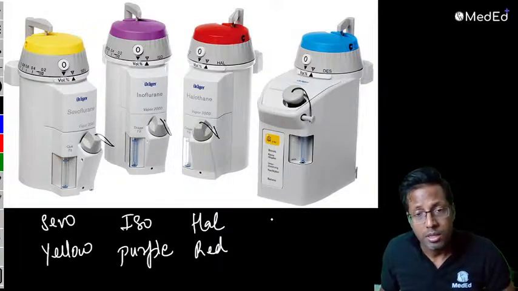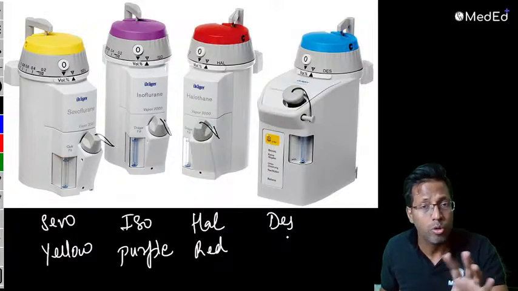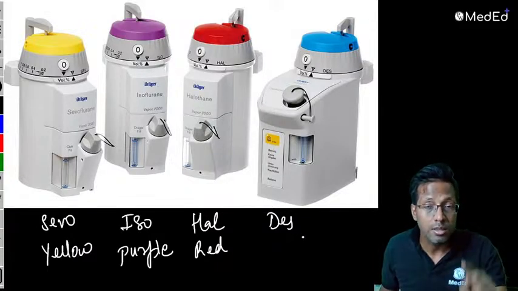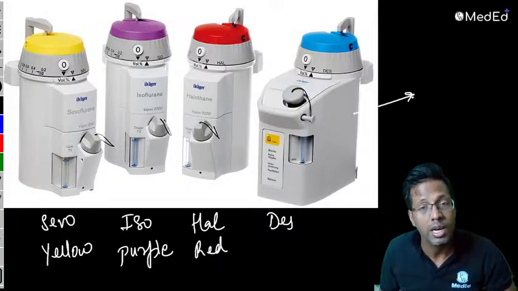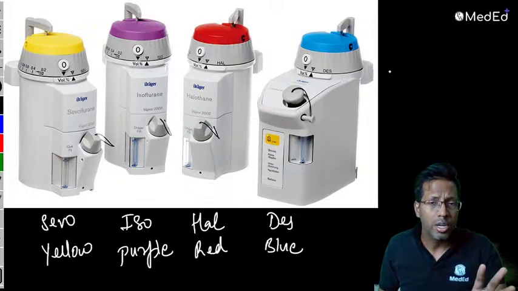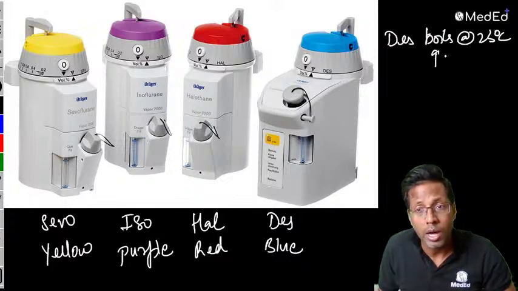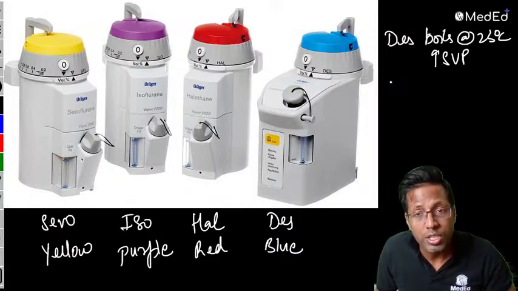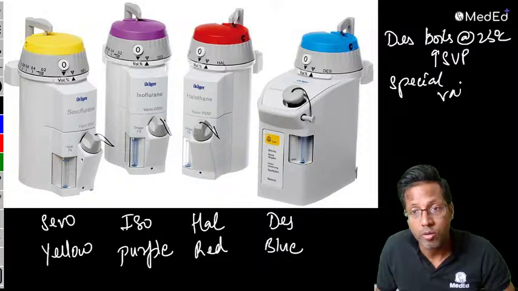You get blue in color, and this is desflurane. But you find that the construction of the vaporizer is slightly different. This was last year's January FMGE question asked in the exam as an image based question, where they had given you this image and asked you to identify. That is a desflurane vaporizer. It is blue in color, and in construction it seems slightly different from others. The reason is desflurane boils at 23 degrees, or room temperature. It has the highest saturated vapor pressure, because of which it needs a special vaporizer, and this special vaporizer is what you see, which was asked in the exam.